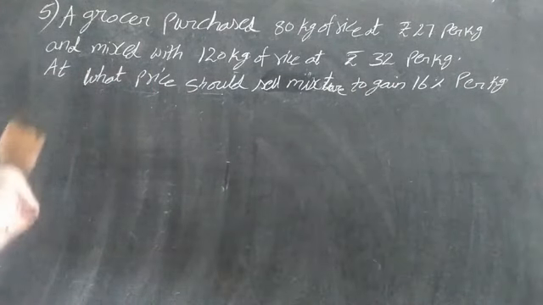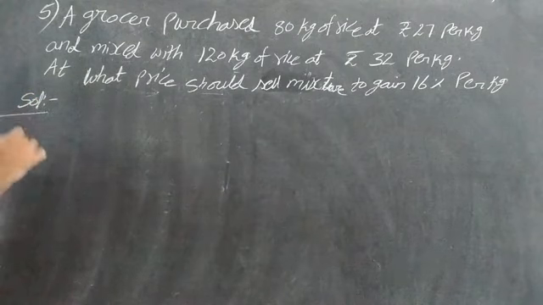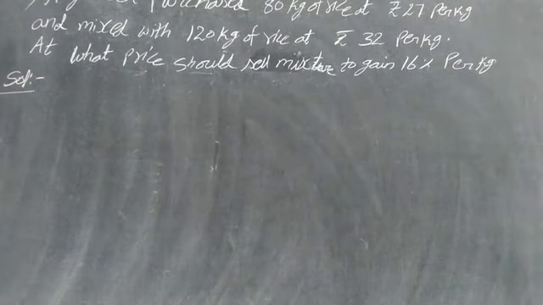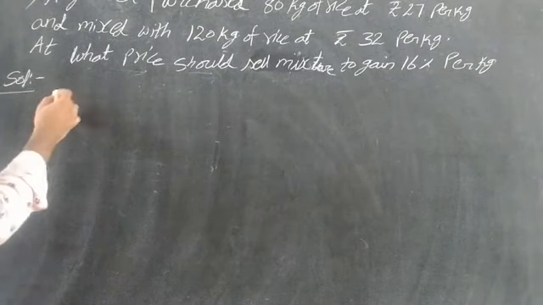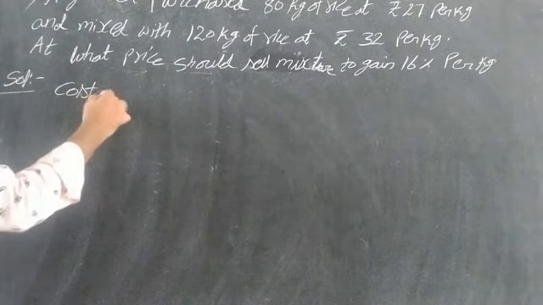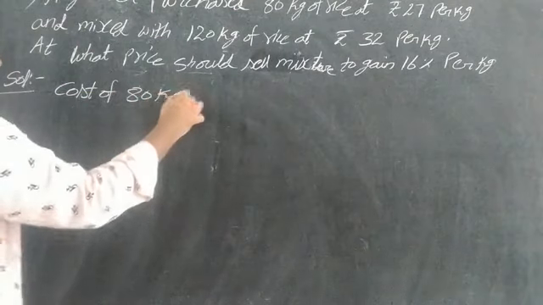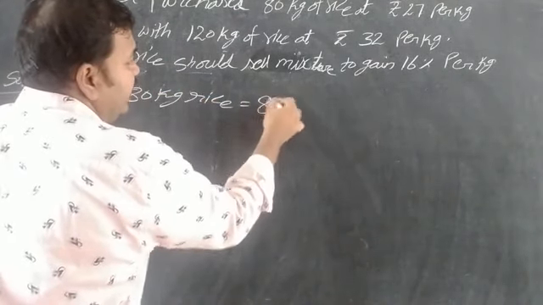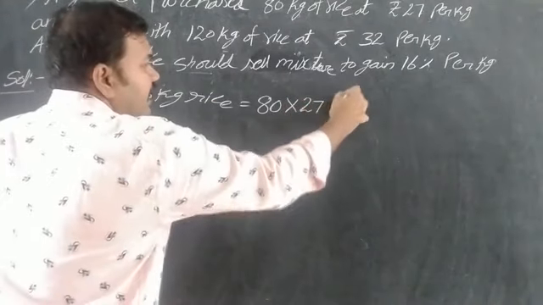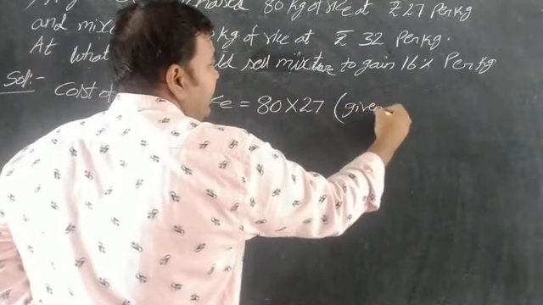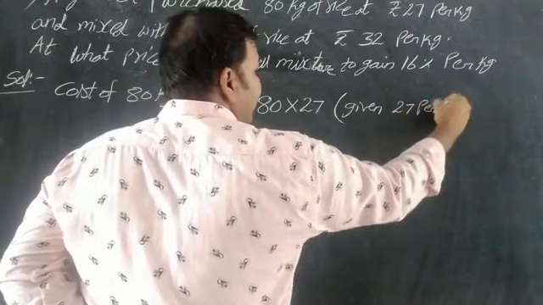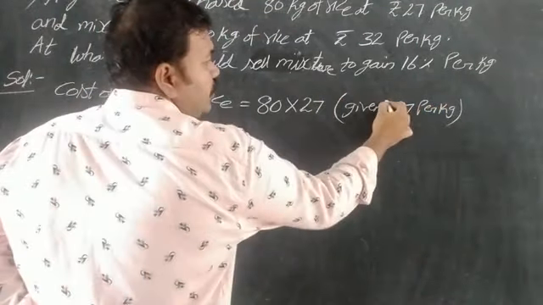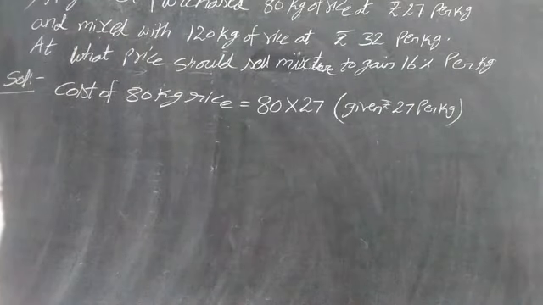We have to find that once. So for that one solution, we are writing the solution. Cost of 80 kgs rice is equal to 80 into 27, in the bracket written as given, rupees 27 per kg.